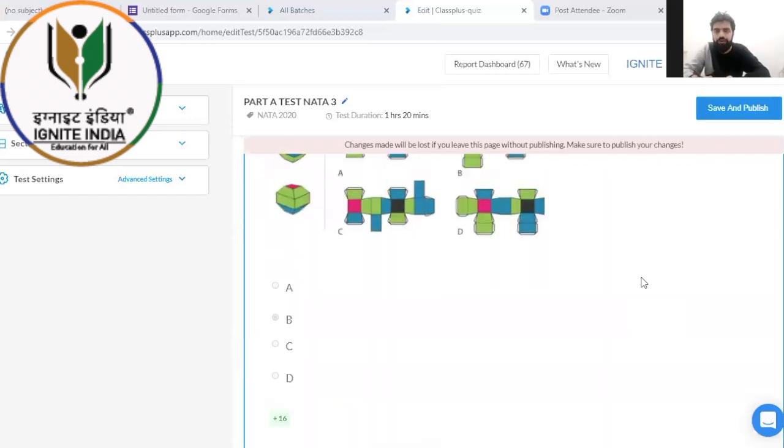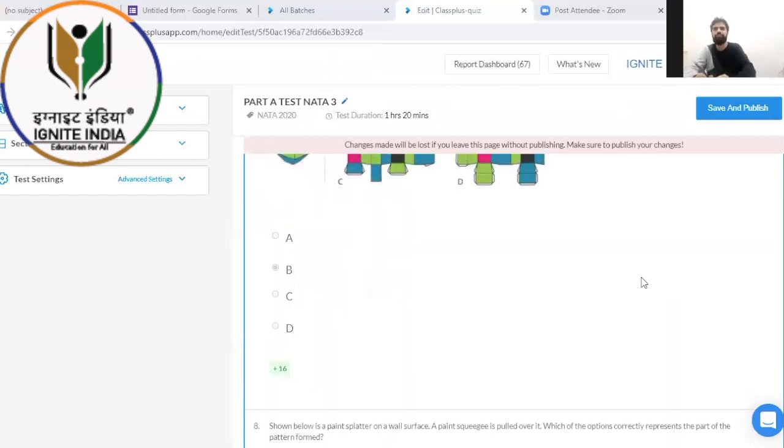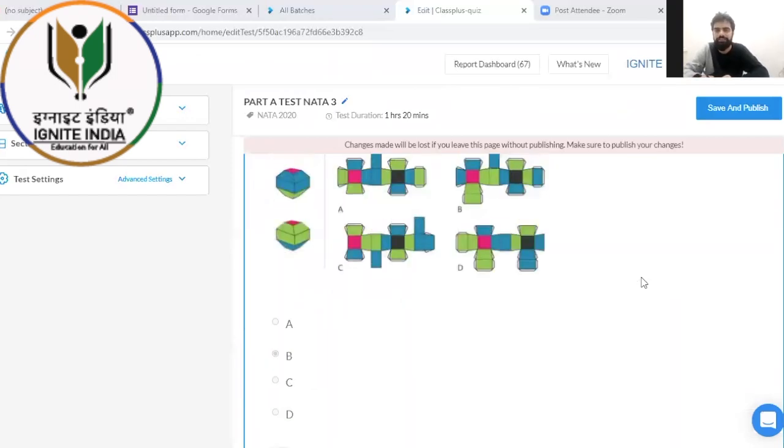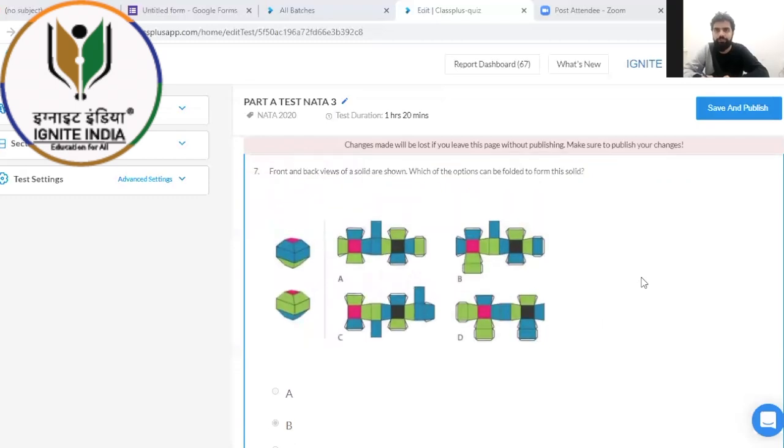So this one, the next question is again really very interesting. Here you have to find the right answer, and in a very interesting way. So here, what is there? The front and back view of the solid are shown. Which of the options can be folded in the form of the solid?